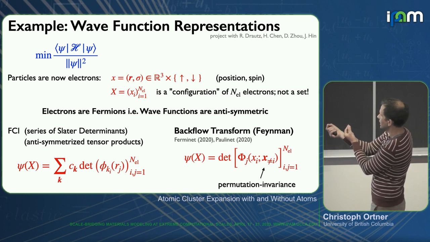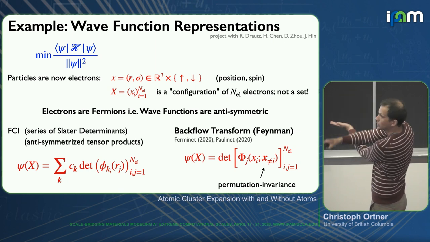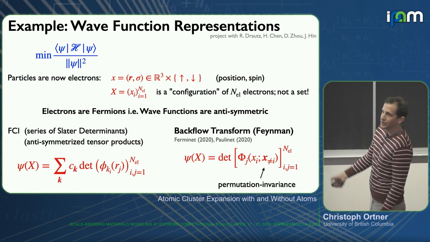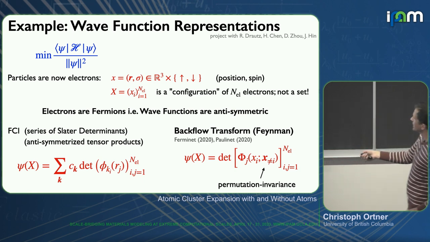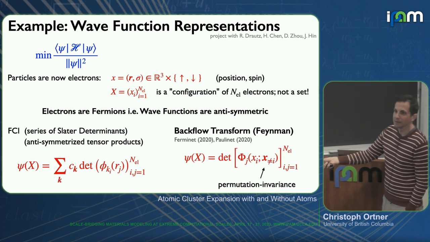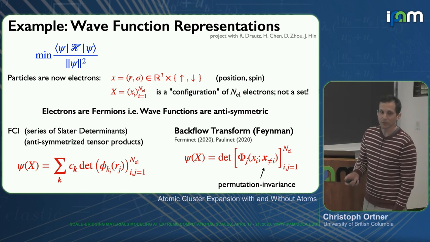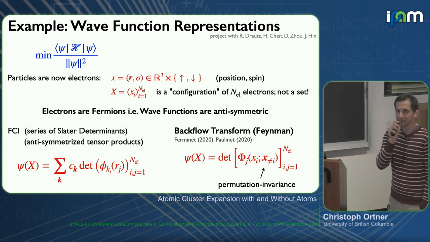If you swap i and j, then it's exactly the same as swapping rows and columns in the matrix, and the determinant gives you antisymmetry. Okay, and so this is where the permutation invariance comes back in. And that's where we can use the ACE parameterization.